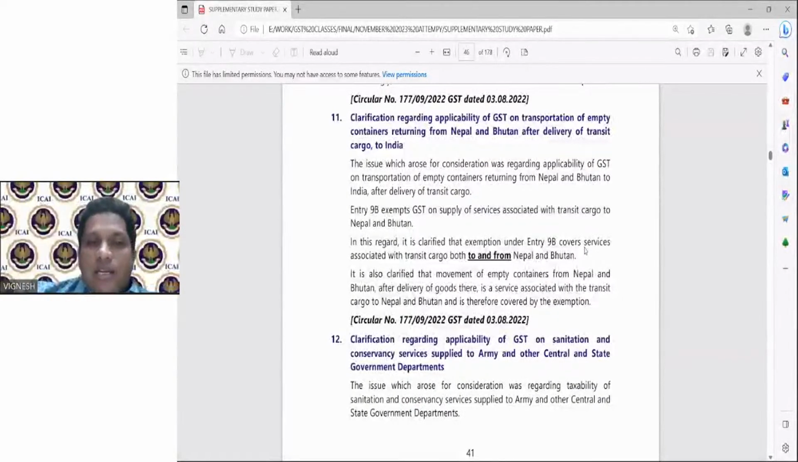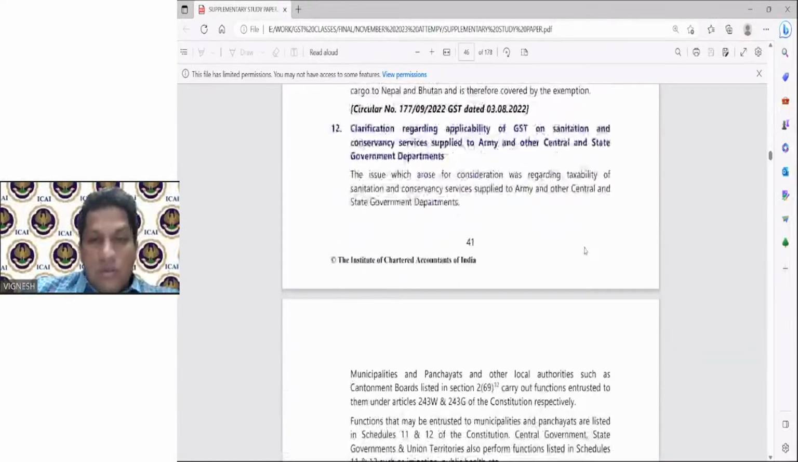Transportation of empty containers returning from Nepal and Bhutan after delivery of transit cargo. In this particular situation, what is the GST on transportation of empty containers? As we saw, entry 9B exempts GST on services associated with transit cargo. The exemption applies both to and from Nepal and Bhutan. So empty containers are also a service associated with this transit cargo. Therefore, that is also exempt.